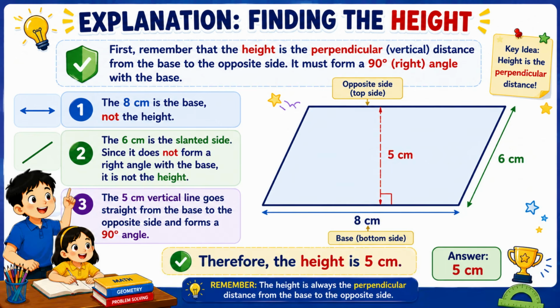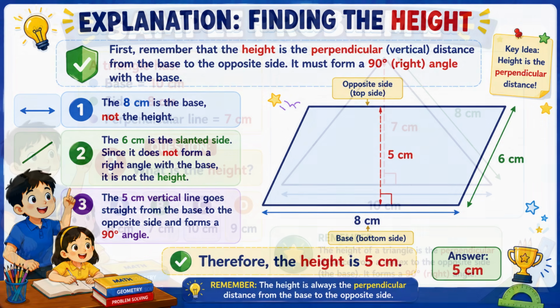The 5 centimeter vertical line goes straight from the base to the opposite side and forms a 90-degree angle. Therefore, the height is 5 centimeters. The correct answer is C, 5 centimeters.